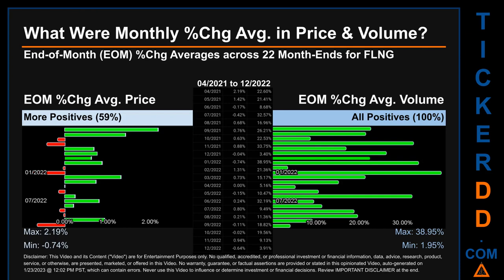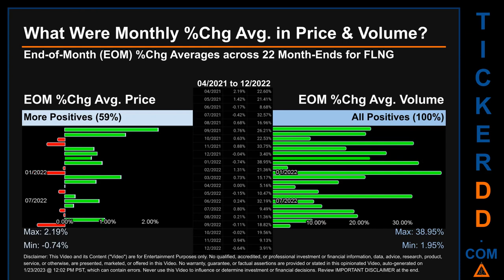From 04/2021 to 12/2020, 13 out of 22 month ends had a positive percentage change in average price. That is 59% of month ends saw a positive percentage change in average price. In terms of volume, 22 out of 22 month ends had a positive percentage change. That is 100% of month ends saw a positive percentage change in average volume.